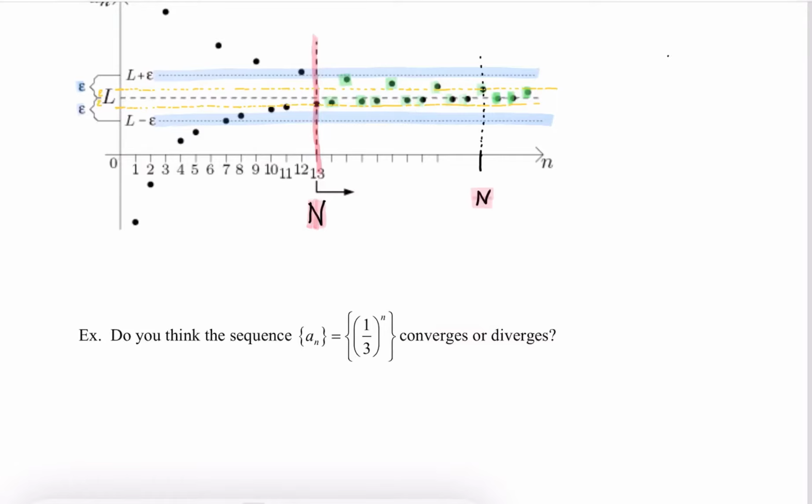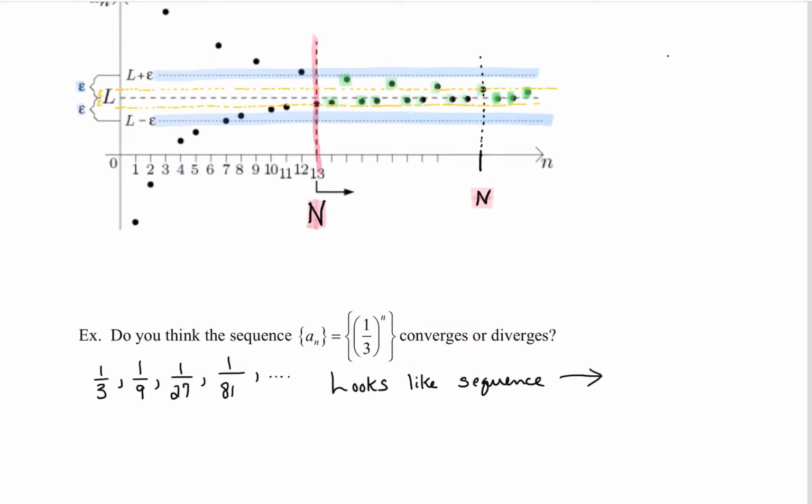Well, 1 to any power is going to be 1, so we start with 1 over 3 to the first, and then we have 1 over 3 squared, which is 1/9, and then 1 over 3 cubed, which is 27, and then 1 over 3 to the fourth, which is 81, and so on and so forth. Based on our gut instinct, without getting too bogged down in details yet, it looks like this sequence is converging to 0.